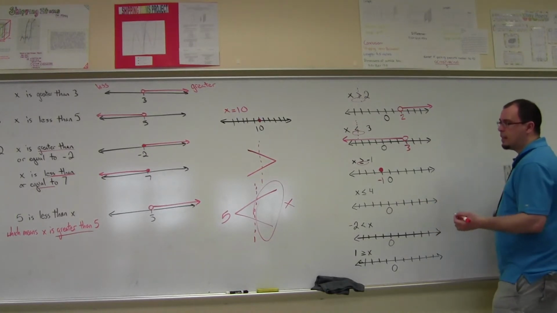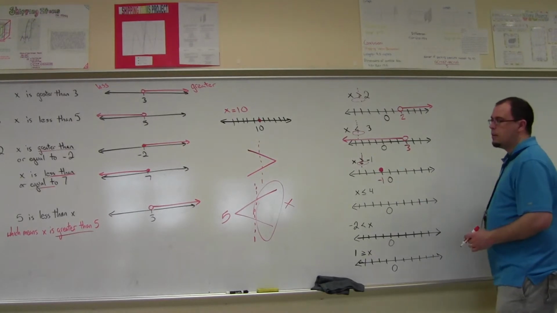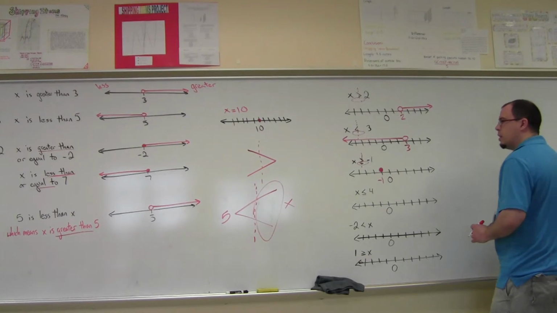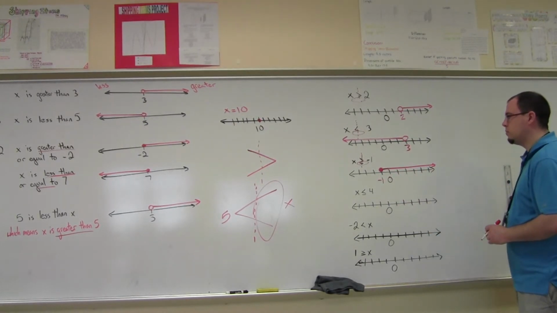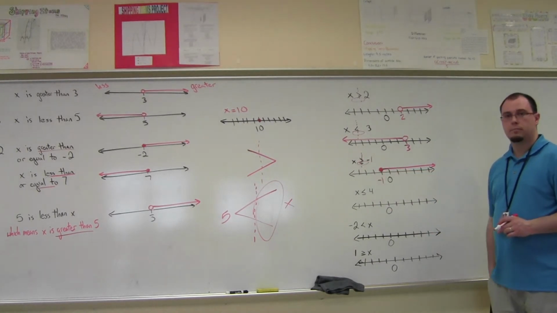And then are we going to the left or to the right? So we use our dotted line. X is on the large side of the inequality symbol. So that means we're going to go to the right. That's all we had to do. This is x is greater than or equal to negative 1.